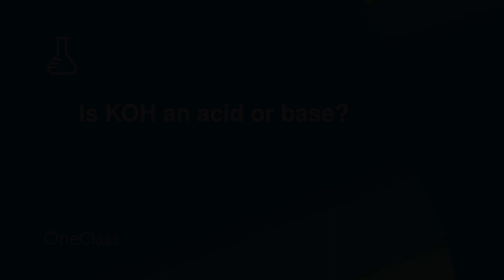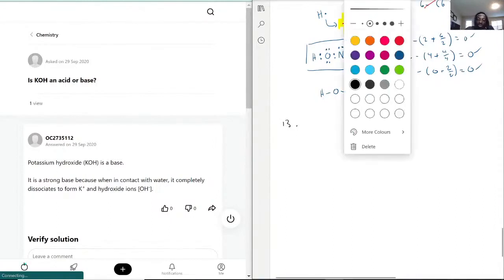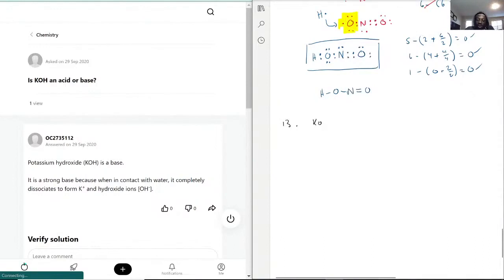Using NO2 first. So now we move on to question 13, okay? Is KOH an acid or a base? With this might be a relatively short question. But for this one, we have to really understand what it means to be something that's bonded with potassium, okay?